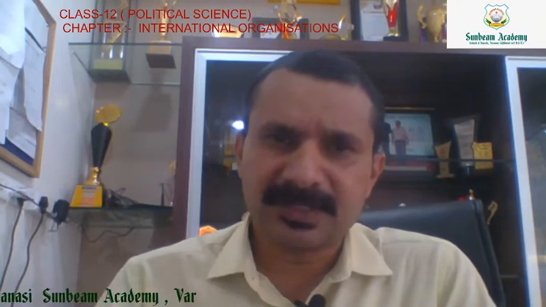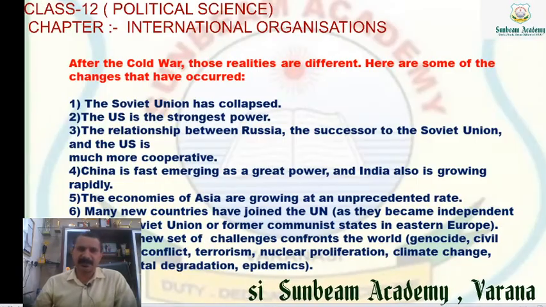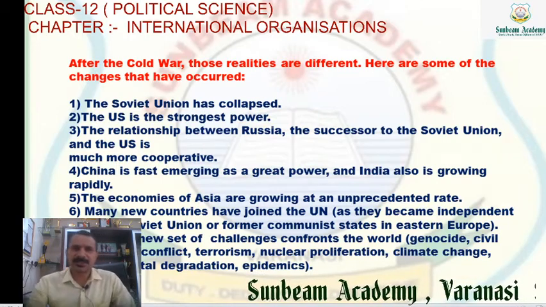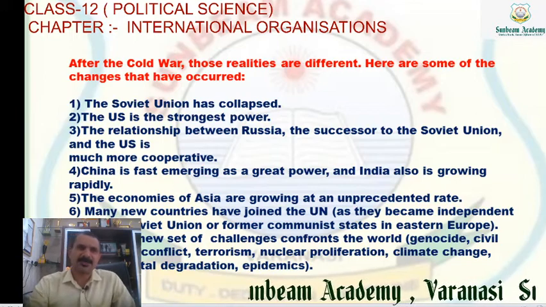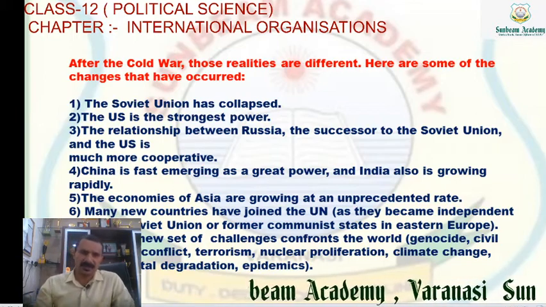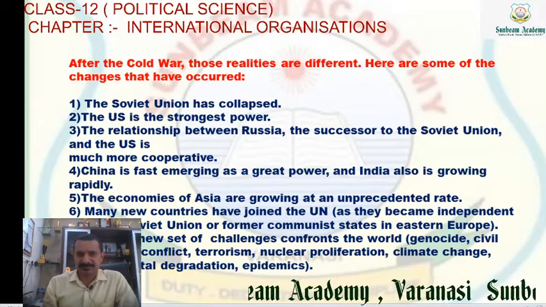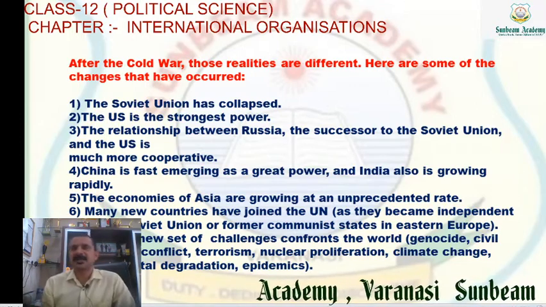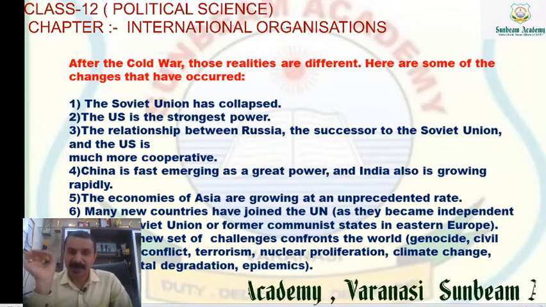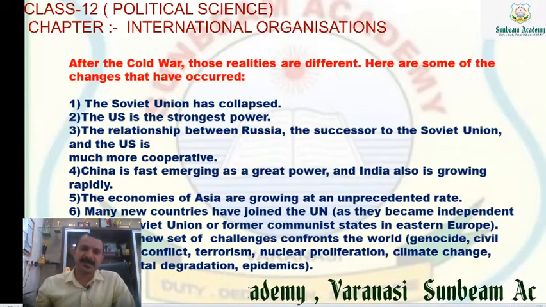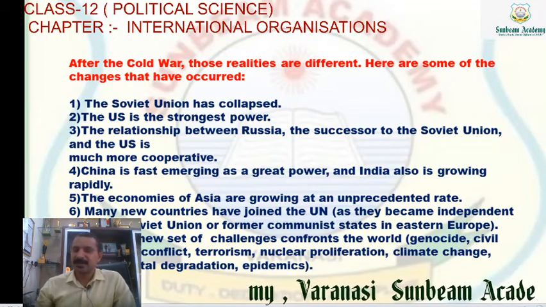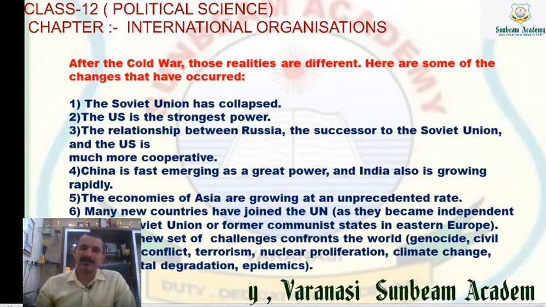After the Cold War, the realities are different. Here are some of the changes that occurred after the Cold War. Number one, the Soviet Union collapsed in 1991 and was divided into 15 CIS states. Earlier it was only one country, but now it got divided into 15.